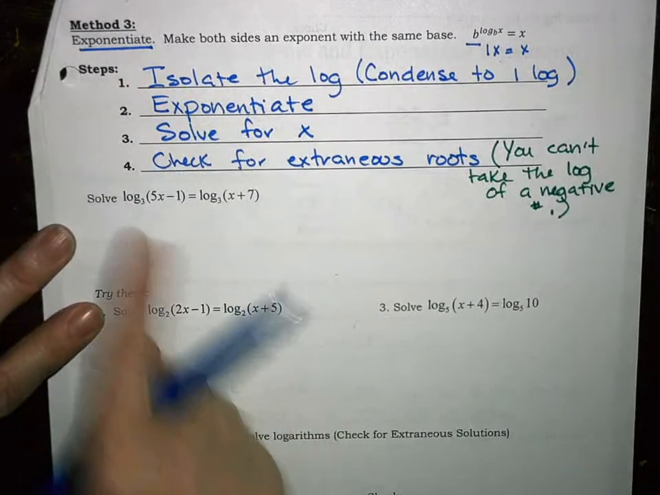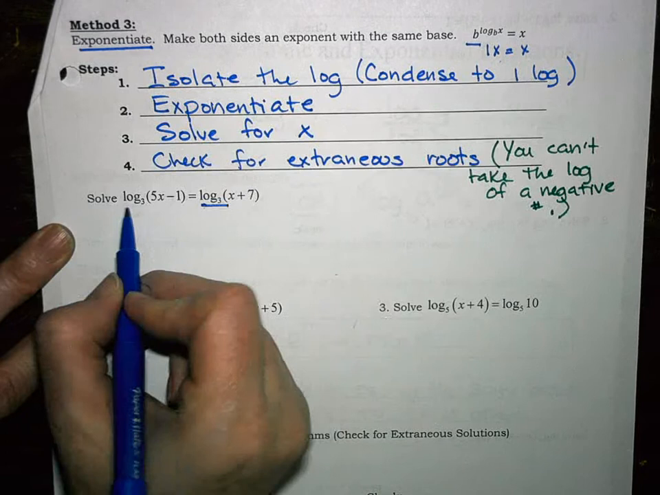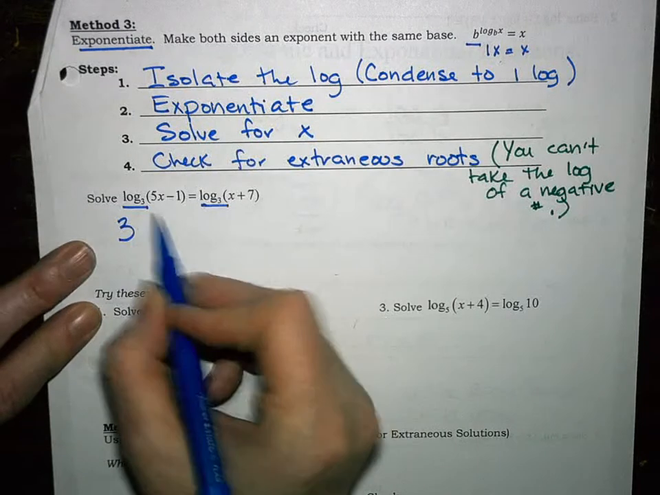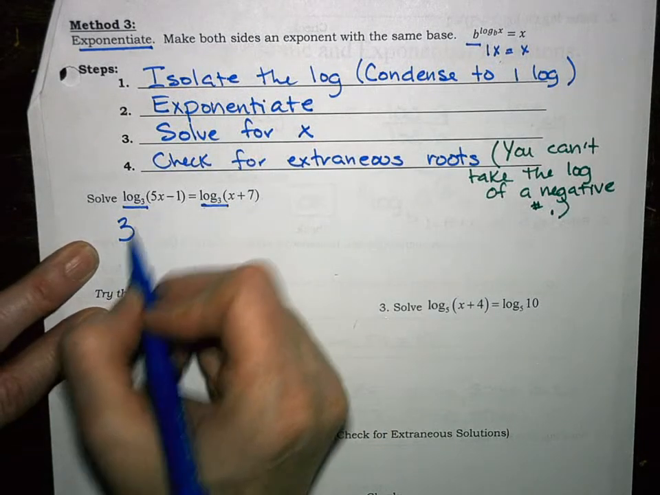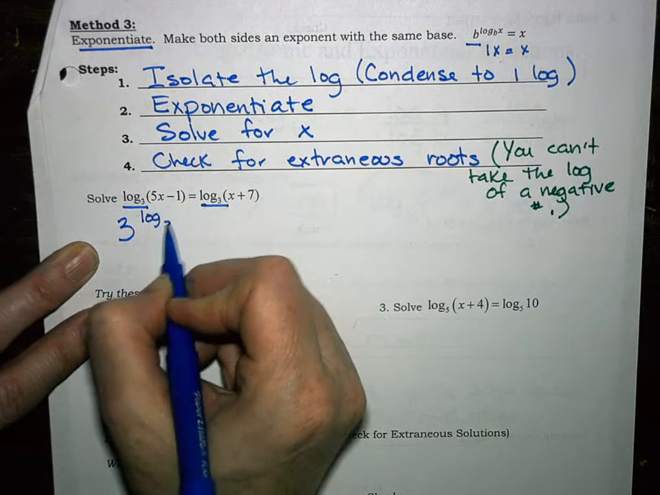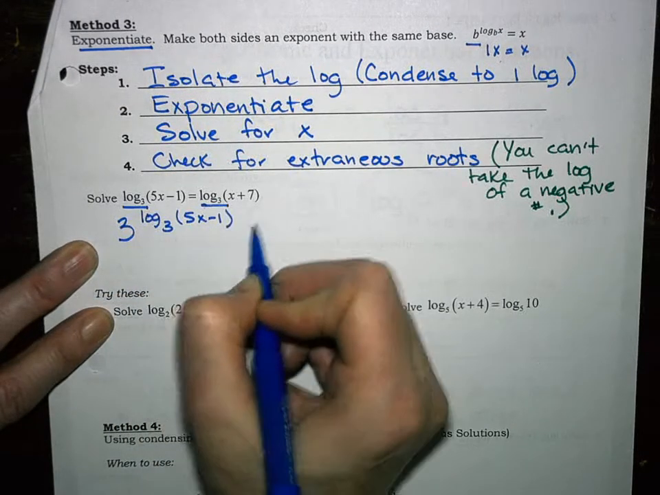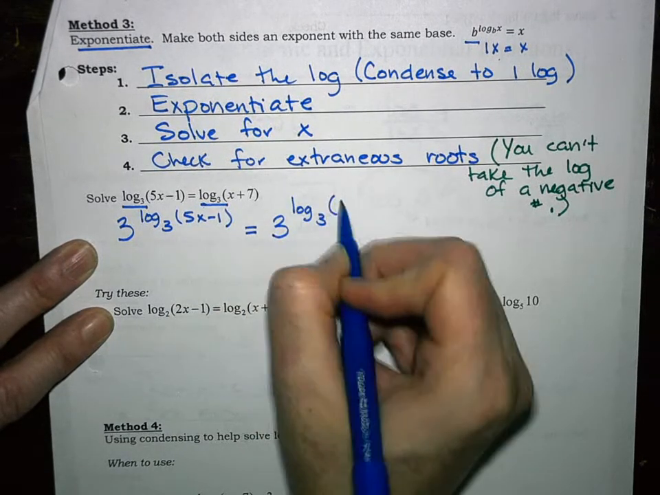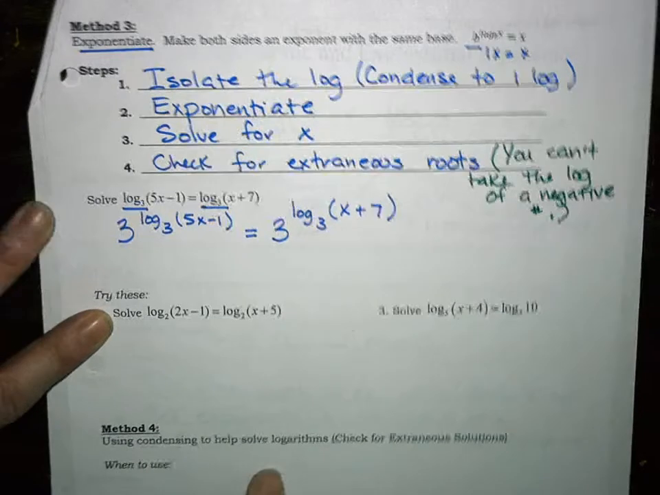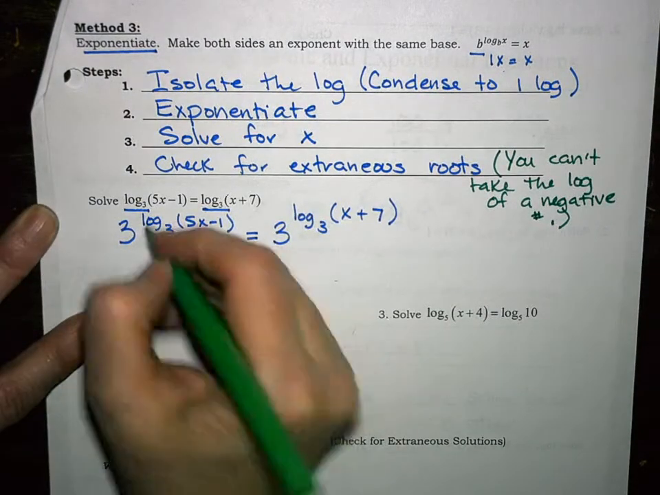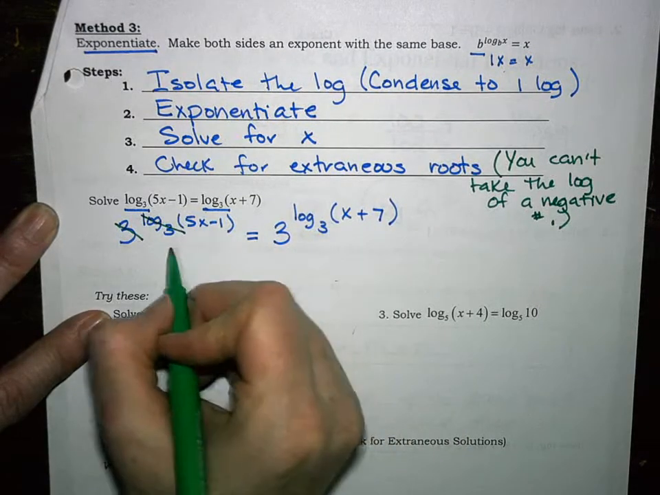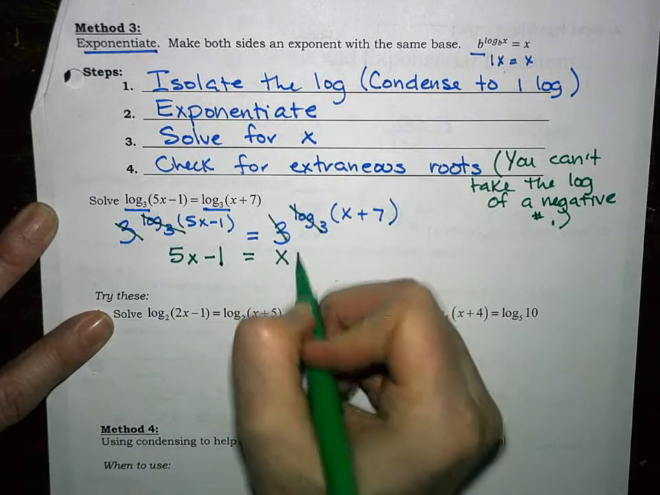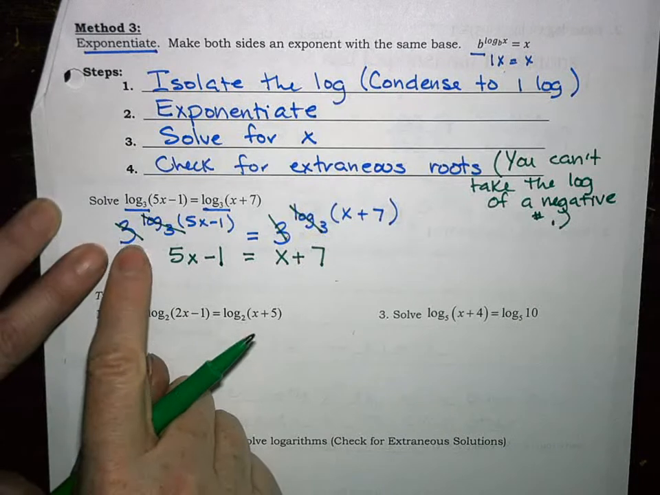Okay, we have this function. This is for exponentiating. This is when you have the log base of the same and this set equal to each other. How do I solve that? Well, I exponentiate. I take both sides, and because this is a 3, I raise 3 to the log base 3 of 5x minus 1. I do the same thing to the other side, 3 to the log base 3 of x plus 7. Well, these just cancel out to 1. So this moves down. 5x minus 1 is equal to x plus 7.